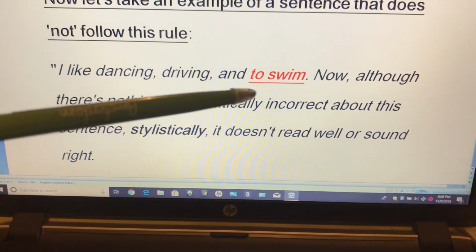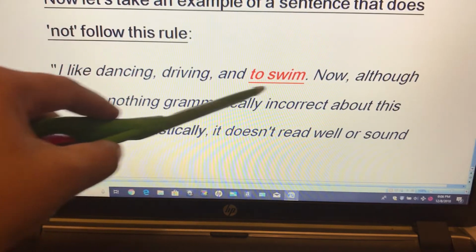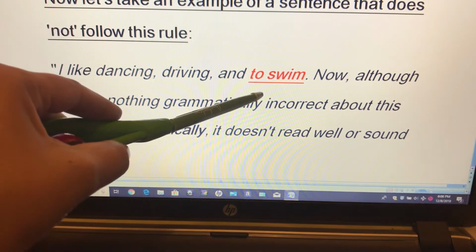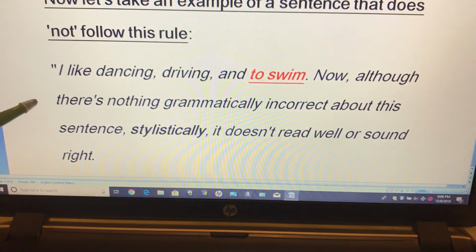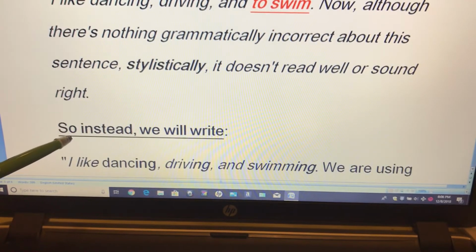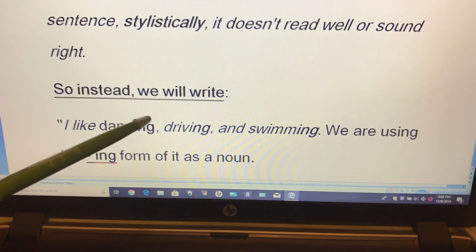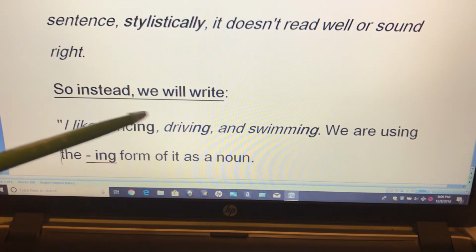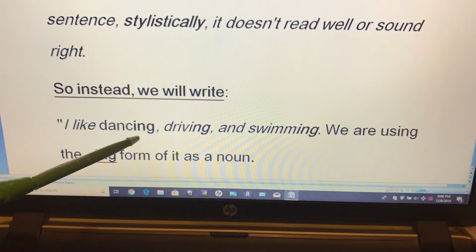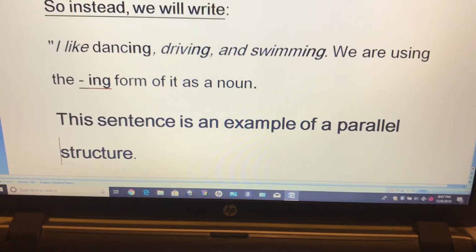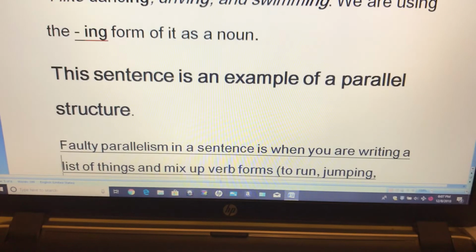Okay, so what would be in its place? The red highlighted portion is clearly the one which is faulty. So what could it be? I like dancing, driving, and to swim. No, it doesn't sound good, right? So instead we write I like dancing, driving, and swimming. We are using the ing form of it as a noun, and we are making this consistent, right? Consistent. So this is an example of a parallel structure.